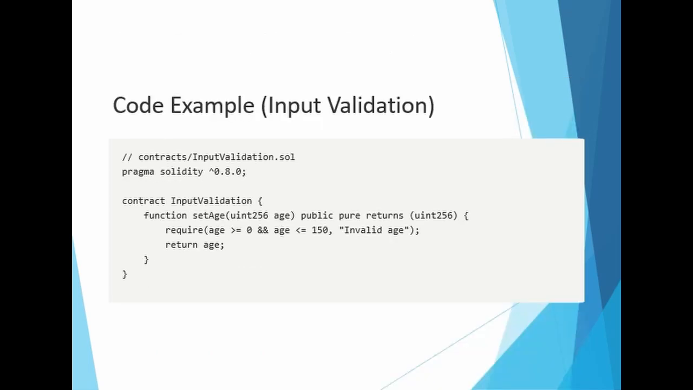It also has a check to ensure that the new owner address is not the zero address. In the input validation contract, the require statement ensures that the age provided is within the specified range. If the condition is not met, it is reverted with the message "invalid age".